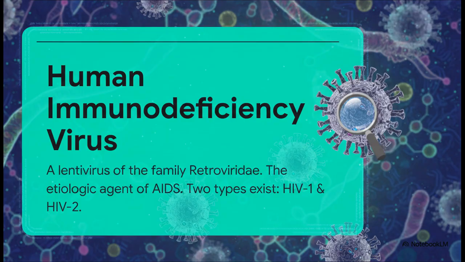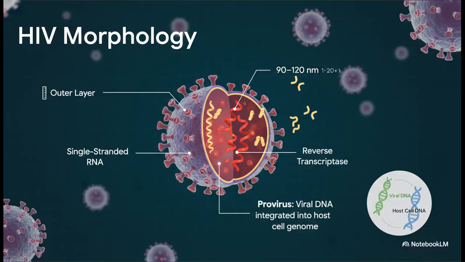and HIV-2. Now, if you look at the virus particle itself, the virion is spherical and has an envelope, measuring about 90 to 120 nanometers. The core is really what's important here. It holds two identical copies of single-stranded positive sense RNA. And packed right alongside that RNA is the key enzyme that makes it a retrovirus, reverse transcriptase. This is the enzyme that builds a double-stranded DNA copy from the virus's RNA template.